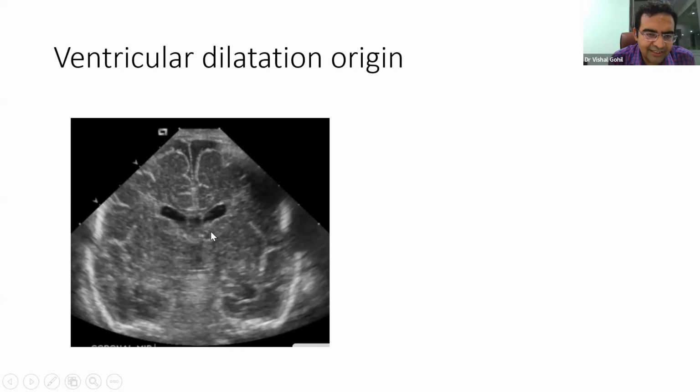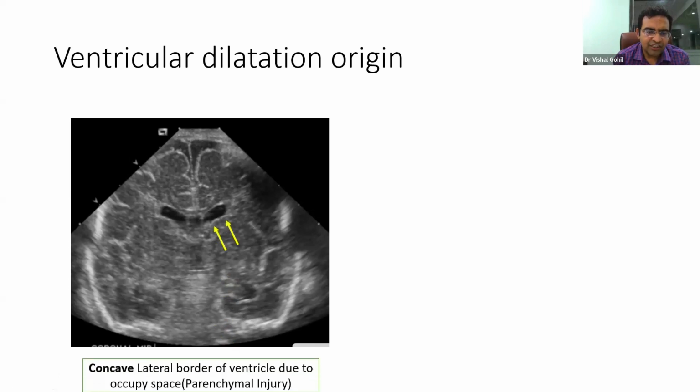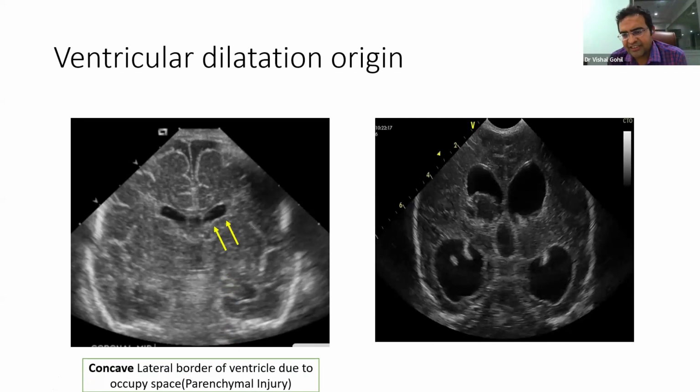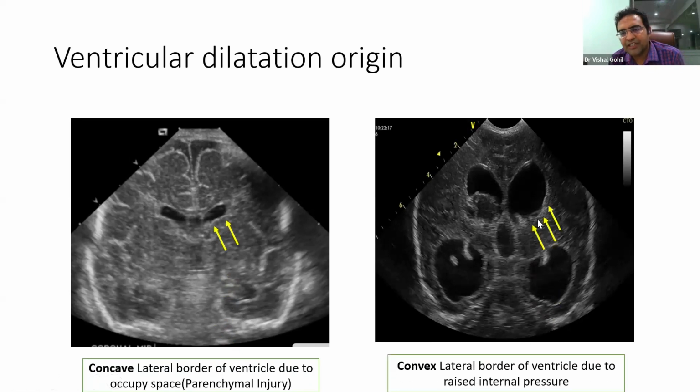Okay. So when you see the dilatation, you need to see the lateral border of the lateral ventricle. If it is concave, that means something is occupying space. This is because of periventricular injury or parenchymal injury. If there is a raise in internal pressure, your lateral border would be convex. This is most of the time post-hemorrhagic, and you can see the resolving hemorrhage over here also. So once you see convex, it is because of raised internal pressure. Once you see concave, that is because of parenchymal injury.